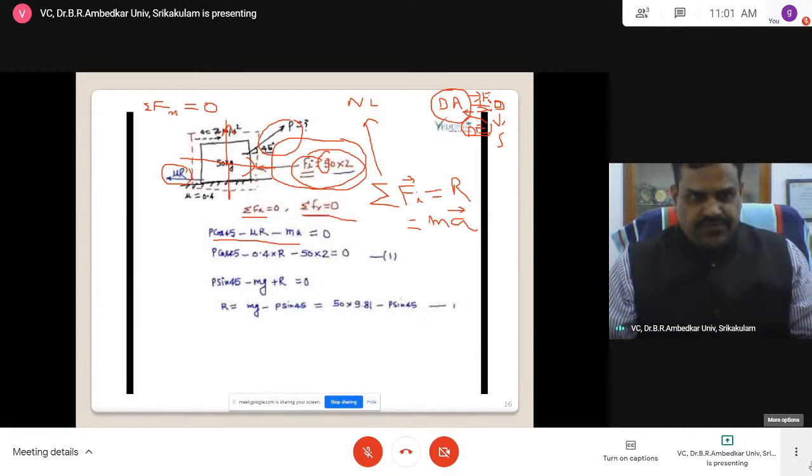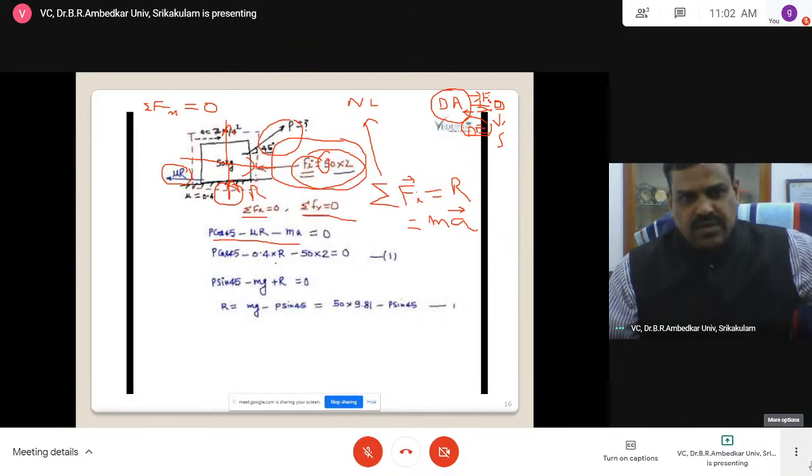P sin 45, this vertical component, P sin 45, and normal reaction R is upwards. So now if you count this, 0.4 into R. Now this is called the second equation. P sin 45 is upwards, R is also upwards, and the weight mg is acting downwards. So that's why it is negative and this is positive.